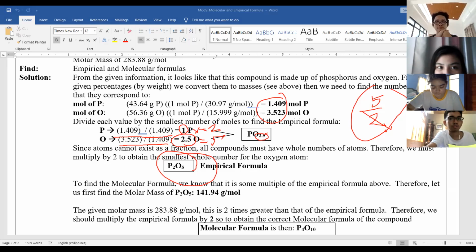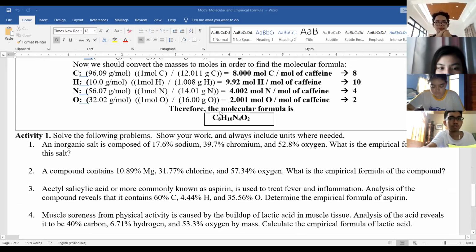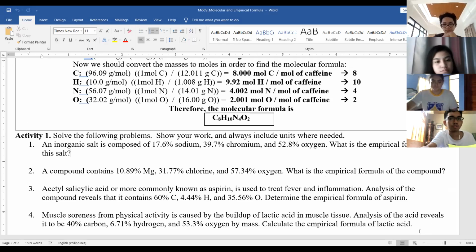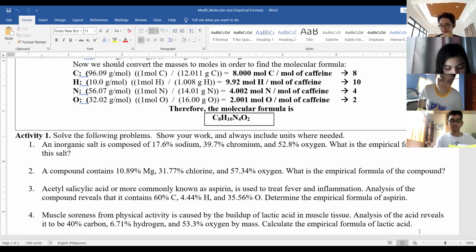So much for another example. Maybe after we discuss molecular formula, we will have an example or we choose a problem here. Let's try to use number 1 as an example. Let's double check, class, if 17.6, 39.7, and 52.8 resolve to 100%. Is it 100%?